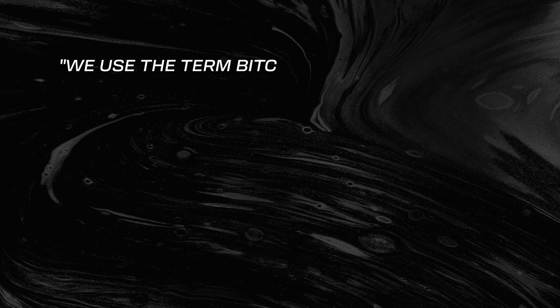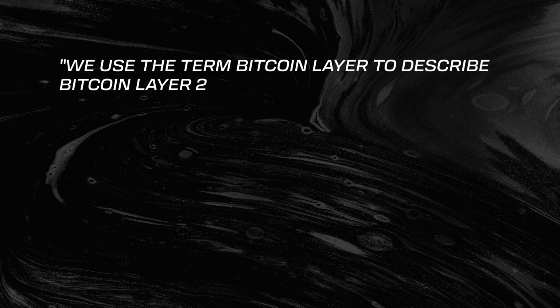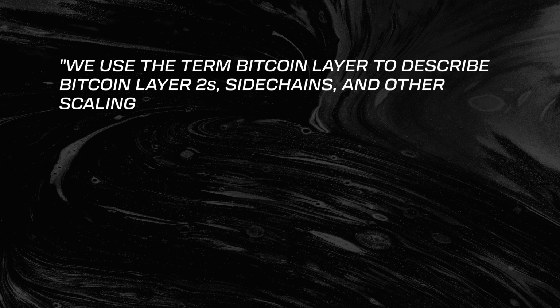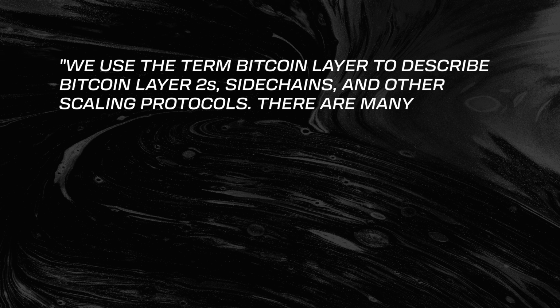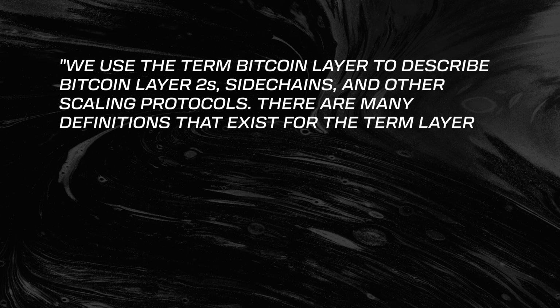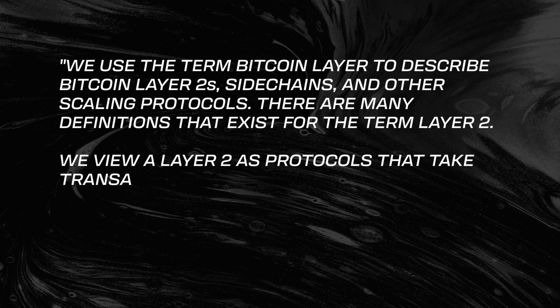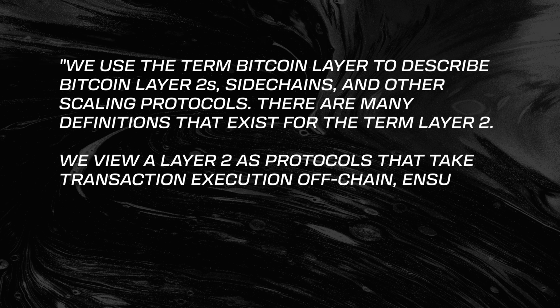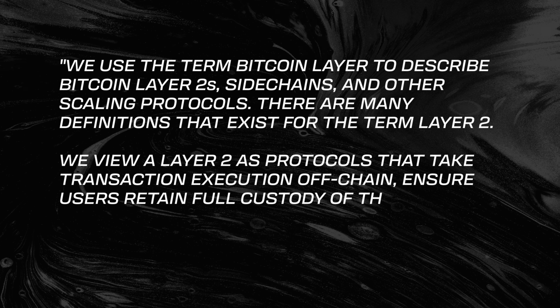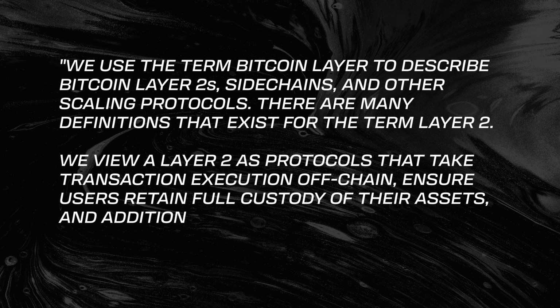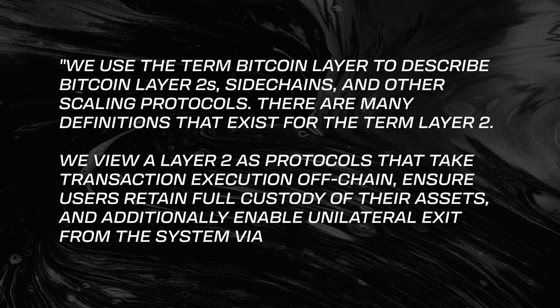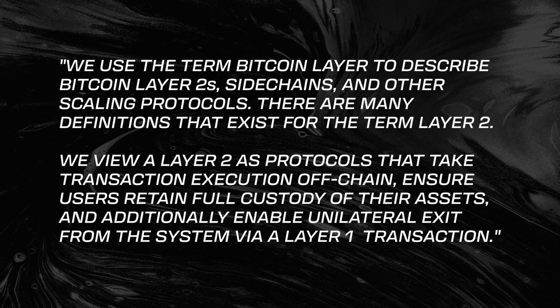But on-chain wallet, we were going to install a Lightning wallet, right? Let me explain it for a bit. We use the term Bitcoin layer to describe Bitcoin layer 2s, sidechains and other scaling protocols. There are many definitions that exist for the term layer 2. We view layer 2s as protocols that take transaction execution off-chain, ensure users retain full custody of their assets, and additionally enable unilateral exit from the system via a layer 1 transaction.